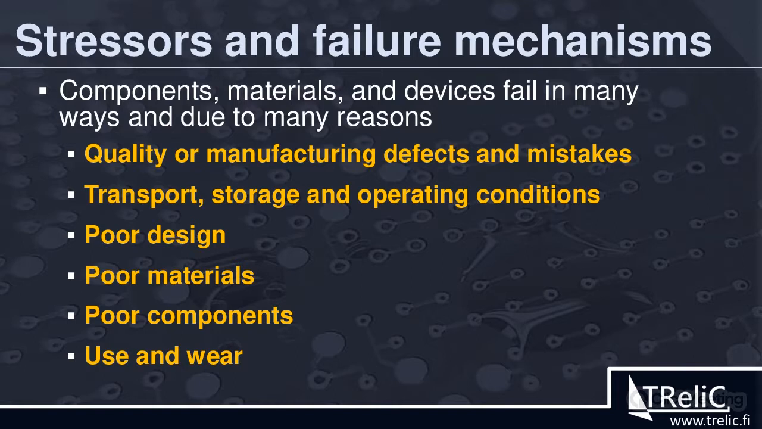Then, of course, when we consider why things fail, we have poor design, poor material choices, or poor quality of materials and components. So there are several reasons why we can have these issues. And of course, finally, use and wear, which are the natural processes when we are using anything, which cause failures.